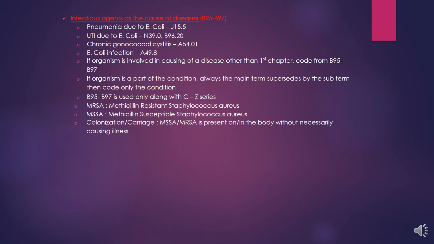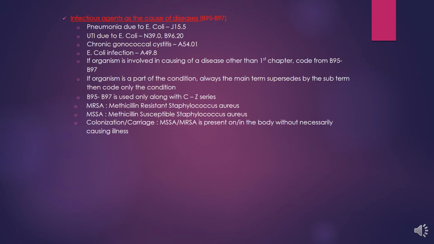Infectious agents as the cause of diseases, B95 to B97. Example: pneumonia due to E. coli J15.5; UTI due to E. coli N39.0, B96.20; chronic gonococcal cystitis A54; E. coli infection A49.8. If the organism is involved in causing a disease other than in the first chapter, code from B95 to B97 if the organism is not a part of the condition.